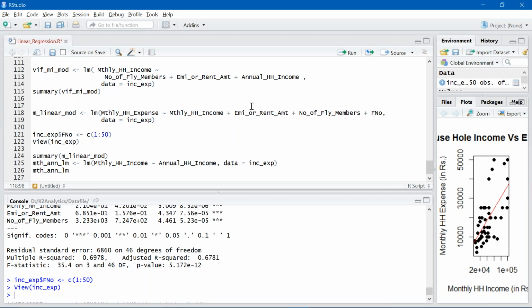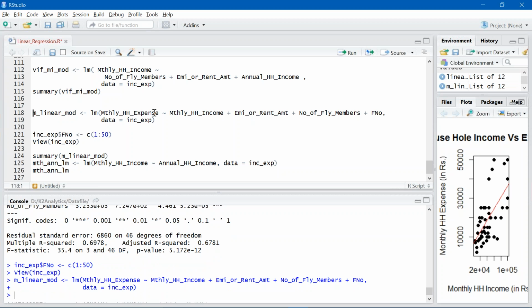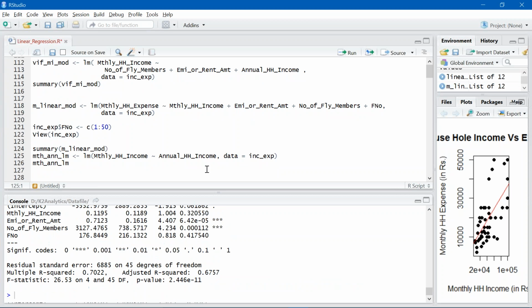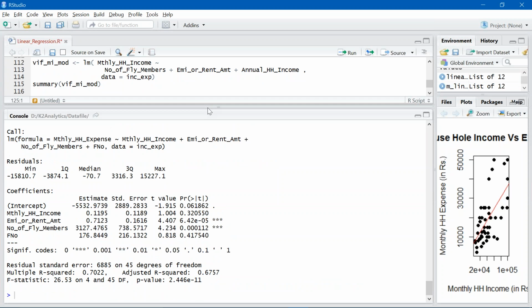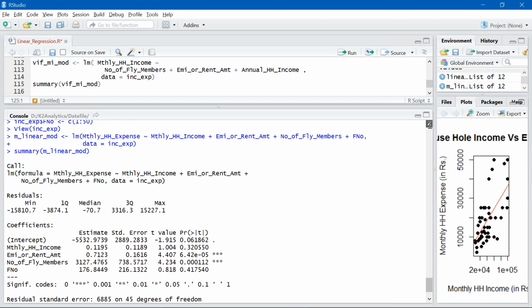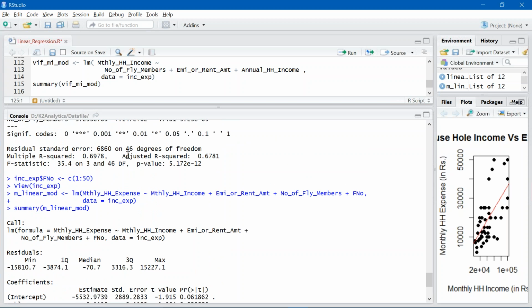Now I'll build the model and let me see the summary statistics of this model. R square has become 0.7022. What was my previous R square? 0.6978. So a marginal improvement has still happened.